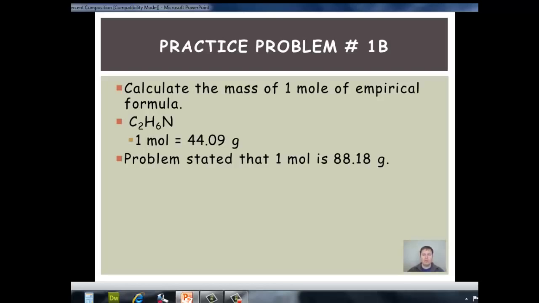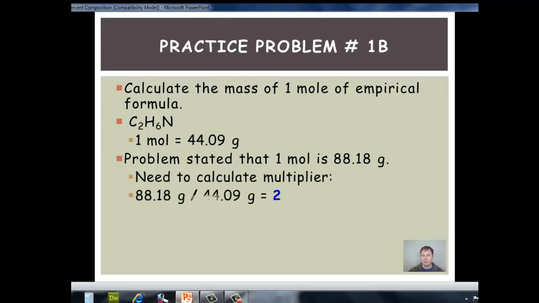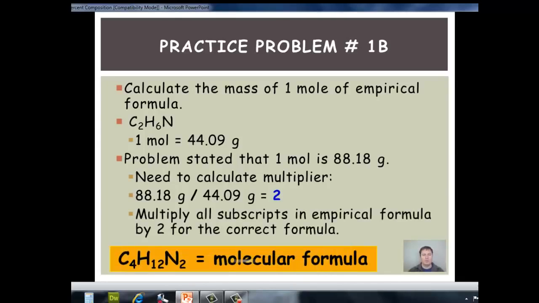To figure out what our multiplier is, we just take the mass of the molecular formula and divide it by the mass of the empirical formula and get a multiplier of 2. 88.18 divided by 44.09 gives us 2. This is our multiplier. We're going to take this 2 and multiply each of the subscripts in here by that to get our molecular formula. So when we do that, we end up with C4H12N2, and that's our molecular formula.